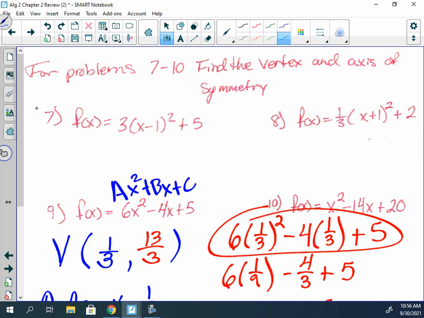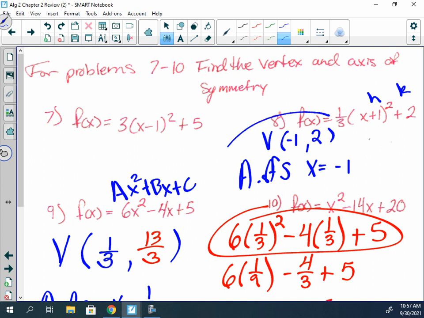We can look at number 8. What's the vertex for number 8? That's just coming from the h and k. Since it's x plus 1 inside, the value of h is -1. K, we don't mess with the sign. Now the axis of symmetry would be x equals, and that's it.